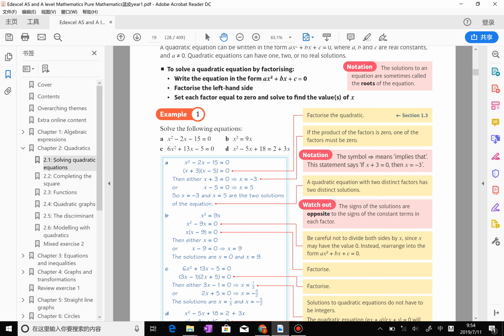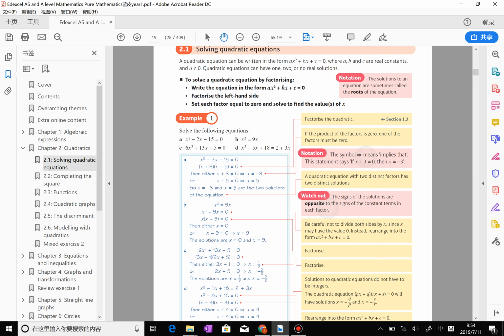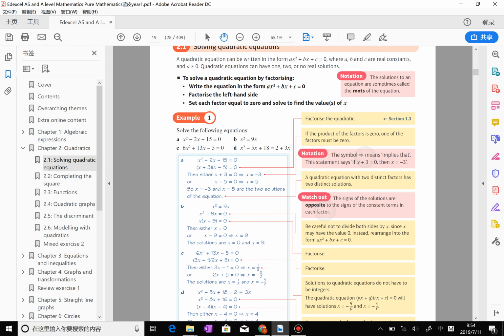We already know the form of a quadratic equation is ax squared plus bx plus c equals 0. How could we solve this? We have already learned how to factorize. If you still don't remember, go back to chapter 1 to review. Hopefully you already know how to do this, so let's do it together.